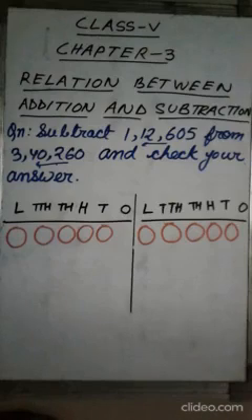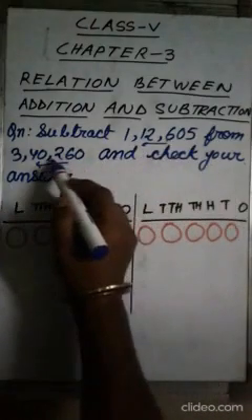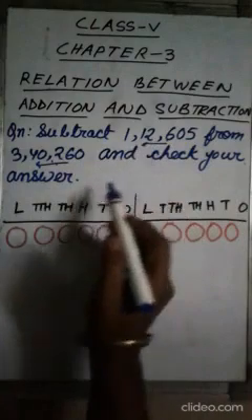Subtract 1,12,605 from 3,40,260 and check your answers. Here, I have to subtract this number from this number.